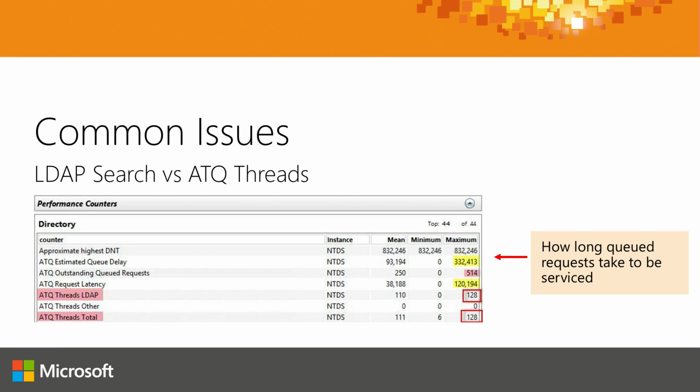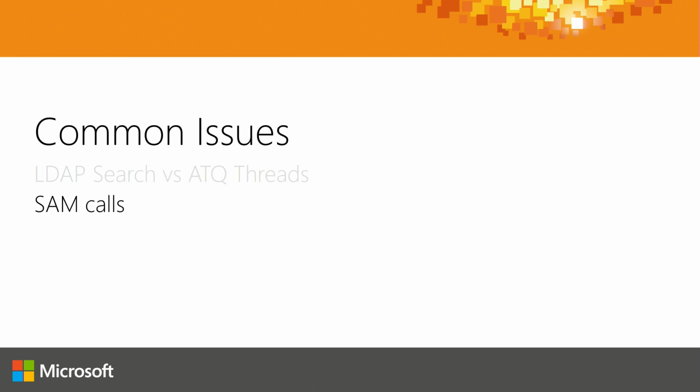Number one common issue, if you take nothing else away, know that in this report you can find if this is your problem by looking at those two values, seeing if ATQ Threads LDAP or ATQ Threads Other equal ATQ Threads Total. And in my references section of the slide is a blog that goes through all of this. It's on the Ask DS blog. So you can just go to Ask DS, and that's where my team blogs. And it does a great job of explaining how to interpret this data and what each of those things mean.